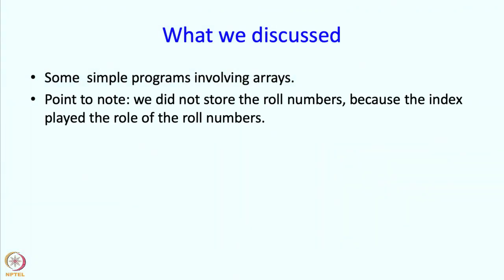So what have we discussed in this segment? We saw a couple of simple programs involving arrays. An important point to note is that although roll numbers are involved, we did not actually store the roll number anywhere, because the index played the role of the roll numbers. Because we stored the marks of roll number 0 first, then the marks of roll number 1, then the marks of roll number 2, we implicitly made a correspondence between the roll number and the mark.